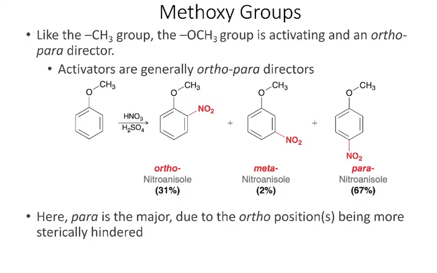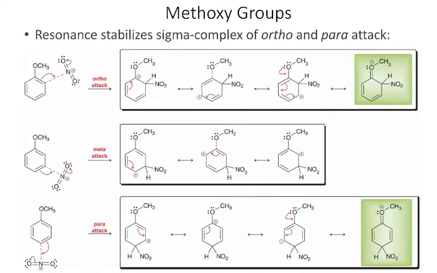Now, to explain why the methoxy group is an ortho-para director, we're going to look at the resonance structures of the sigma complex, just like we did for the methyl group. And so, again, these should look similar. Right? When I add the nitro group here, the positive charge in the benzene ring can end up here, or here, or here. But the other thing that can happen is we can move the lone pair from the oxygen down to form a double bond between the oxygen and the carbon.